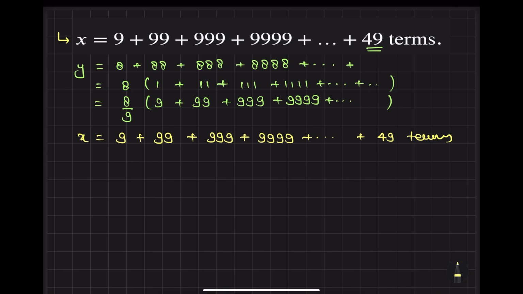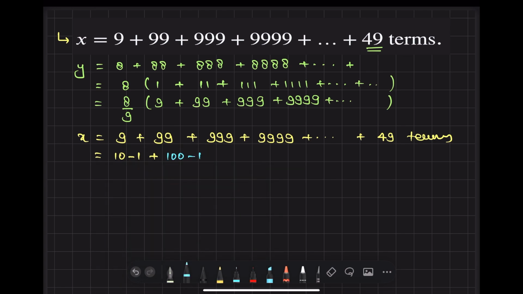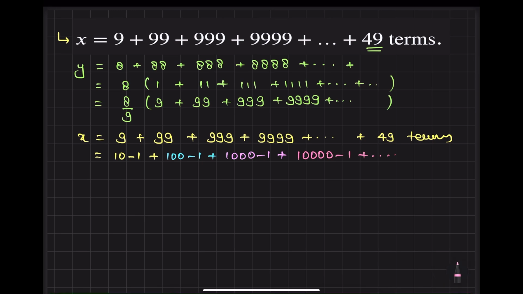Okay, so look at this, how we will manipulate things. We will convert this question into tens. So can I write this as 10 minus 1 plus 100 minus 1 plus 1000 minus 1 plus 10000 minus 1 plus, and this thing will keep on going. I hope till this part you guys are comfortable.